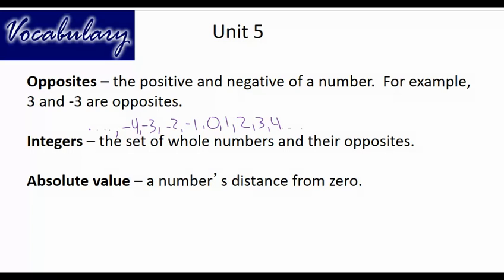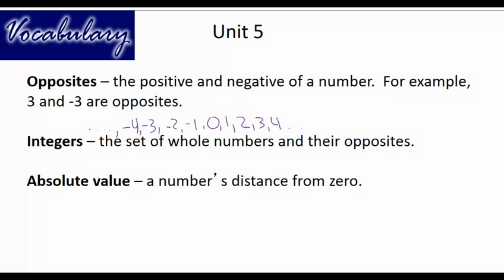And finally, the other thing we're going to learn today is something called absolute value. Absolute value is a number's distance from zero. So what that means is if you could picture a number on a number line, how far is it from zero? And the most important thing to remember about absolute value is it's always positive.